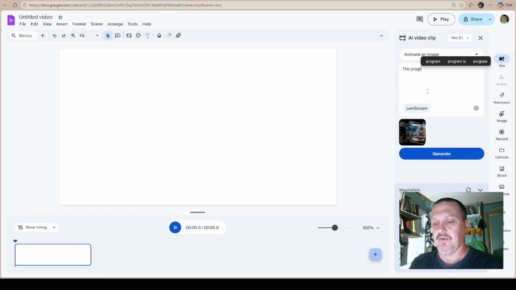So the programmer, I want him sitting at his desk typing. In the picture, his hands are out, everything's still. So I want VEO to animate his hands and his body to some extent. So the programmer sits at his desk typing with subtle hand movement on the keyboard.